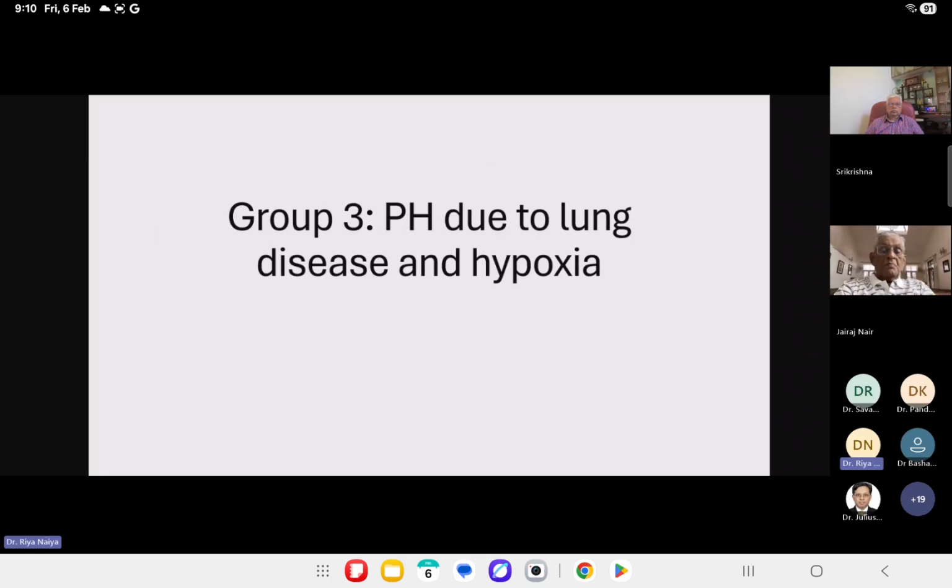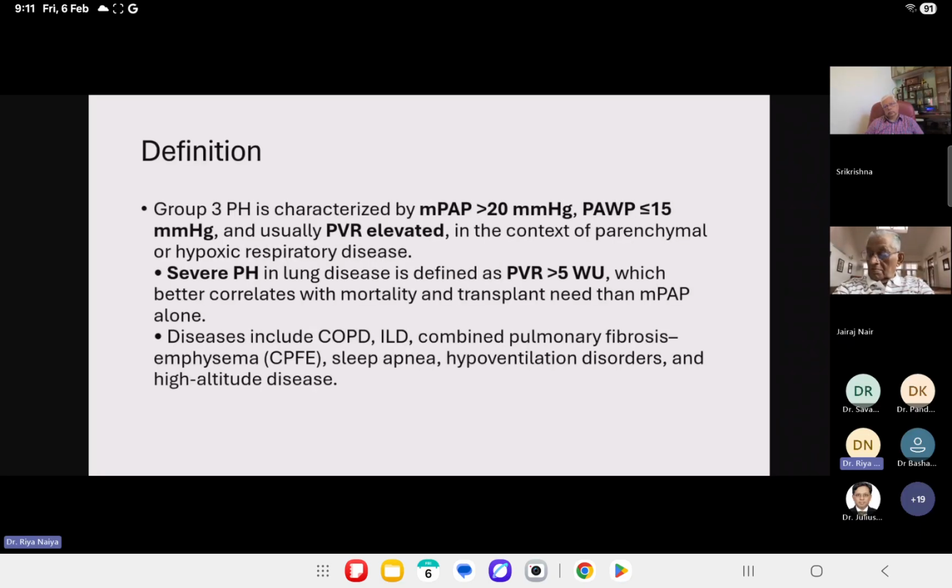Coming to group 3, PH because of lung disease and hypoxia. Group 3 PH is characterized by MPAP of more than 20, pulmonary artery wedge pressures of less than 15, and the PVR is usually elevated in the context of parenchymal or hypoxic respiratory disease. Severe PH in the lung is defined as PVR of more than 5 Wood units, which better correlates with mortality as compared to MPAP itself. Diseases like COPD, ILD, combined pulmonary fibrosis and emphysema, sleep apnea, hyperventilation disorders, and high altitude disease are included in this sector.